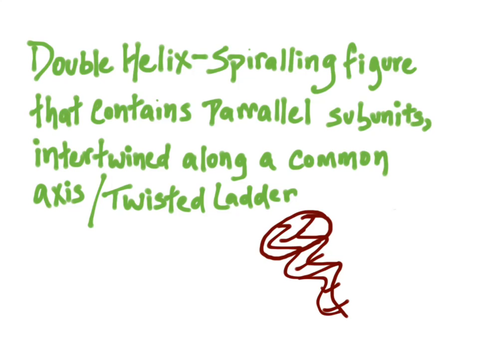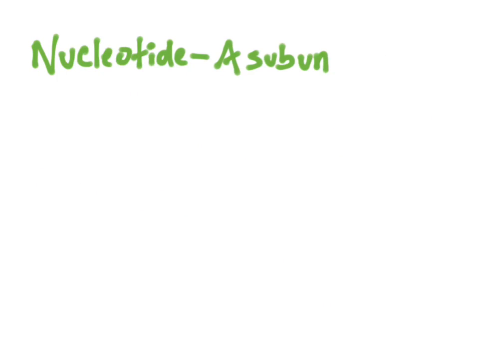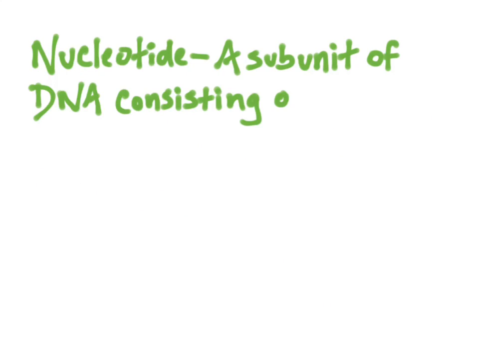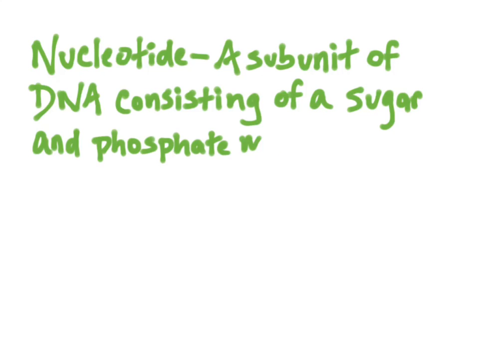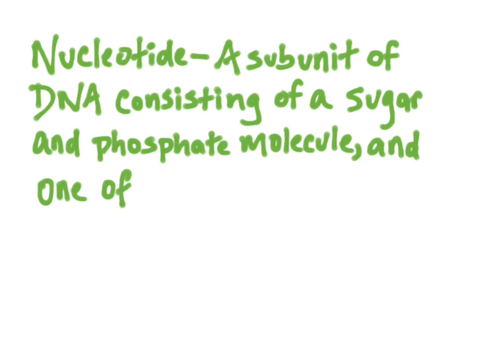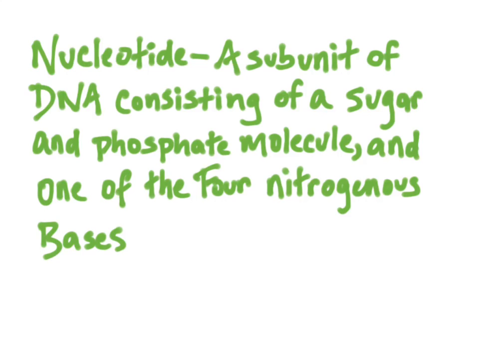And so what we're going to talk about next is one of these building blocks, called a subunit. There's also a more complicated name known as the nucleotide. That is a subunit of DNA consisting of a sugar and phosphate molecule, which makes up the sides of the ladder. If that twisted ladder was flattened out, the sides of the ladder are made of alternating sugar and phosphate molecules, and the rungs are made up of nitrogenous bases. You're going to learn that it's actually a pair of the nitrogenous bases.